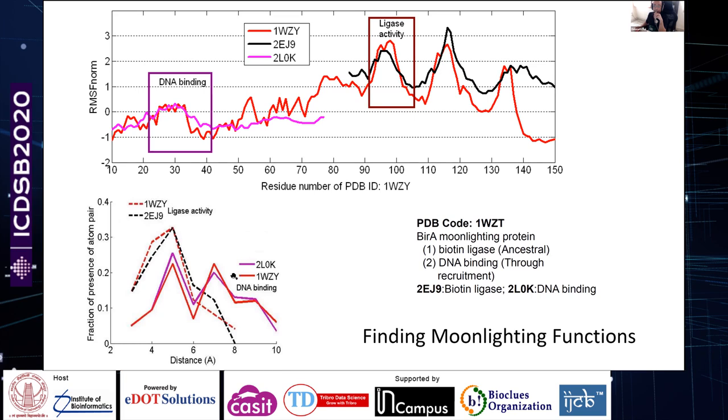But when we did this dynamics based search, we could also see that it could match to 2EJ9 for the ancestral function, and 2L0K for the DNA binding. So this way you can find both the ancestral function and the moonlighting functions. And if there are other functions as well, you would be able to find them.